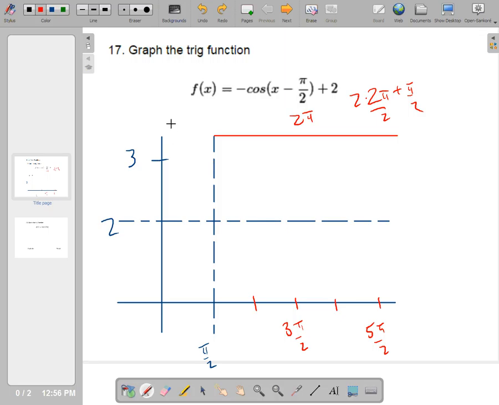Okay, so now I know that this thing is going to, since it's negative, start down here, then it's going to go through the midline, then it's going to work its way back up to its maximum, then it goes through the midline again, and then it works its way back down. So my cosine curve should look something like this. And that's it for the first one.